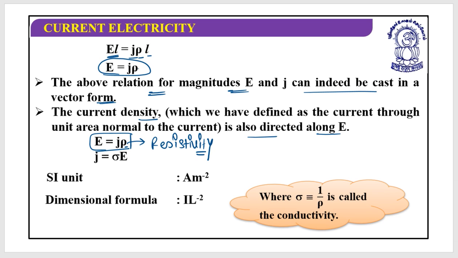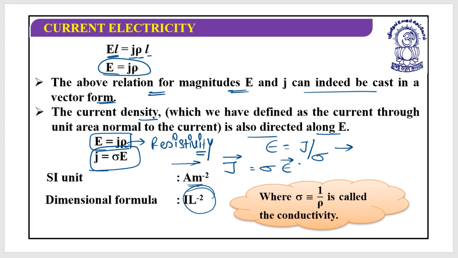E is equal to J into rho, and the inverse of resistivity is conductivity. So I can write like this: E is equal to J divided by conductivity. So I can write like this: J is equal to sigma into E. Please remember this: J is equal to sigma into E. If I write this in vector form, it should look like this: J is equal to sigma into E. SI unit ampere per meter square.